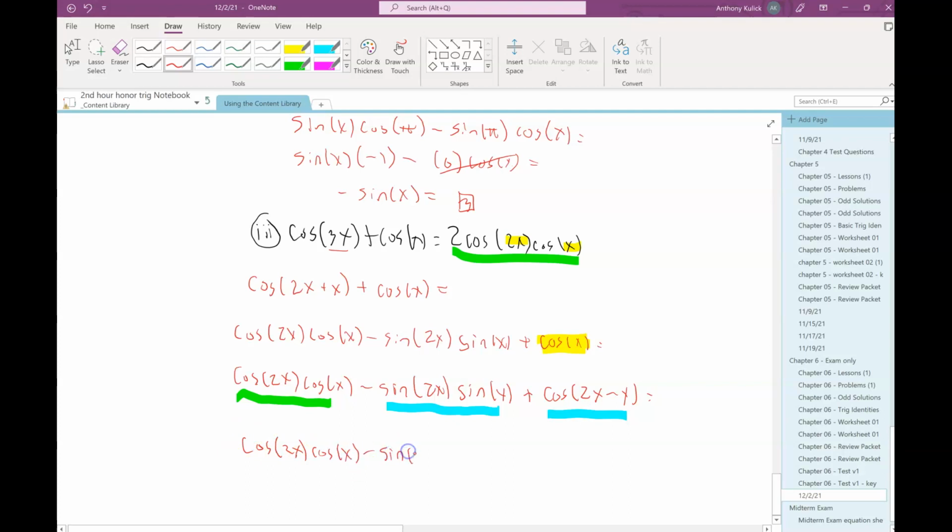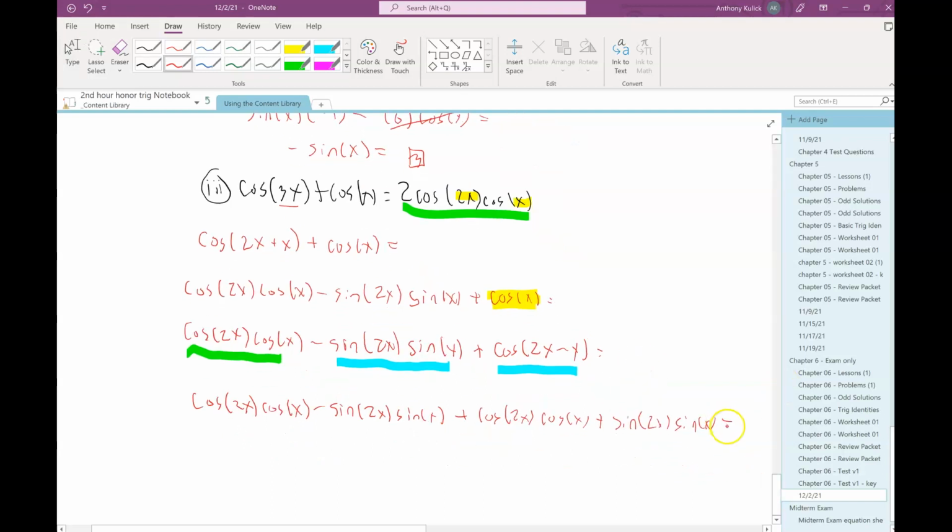Anyways, so when I apply my angle difference identity, I think it's cosine 2x times cosine x plus sine 2x sine x. And those guys cancel out. Then I add those two together. And I have exactly what I need. And I'm done.